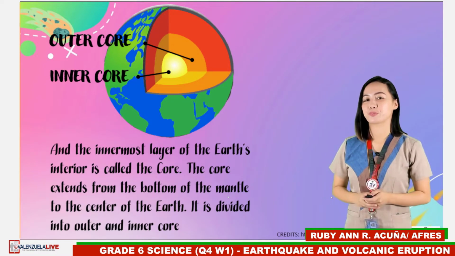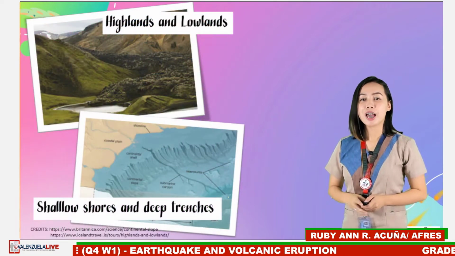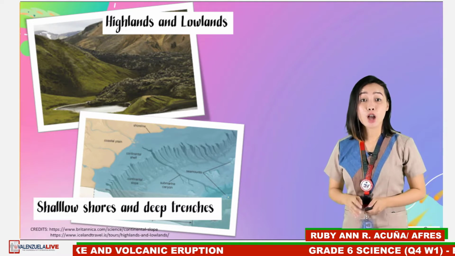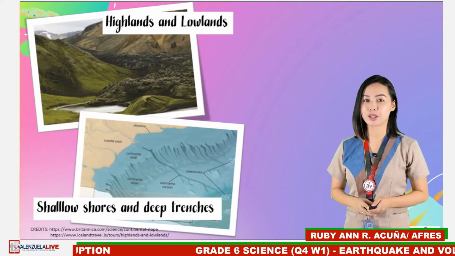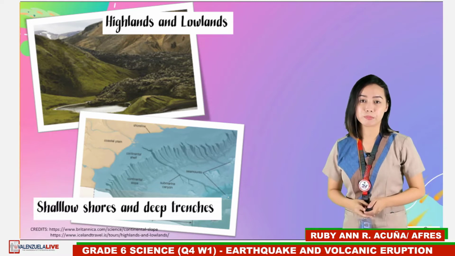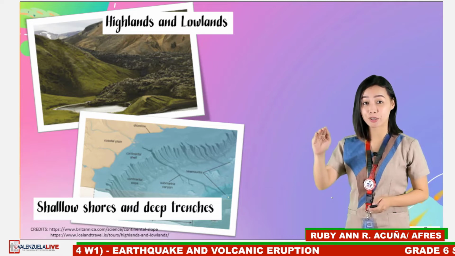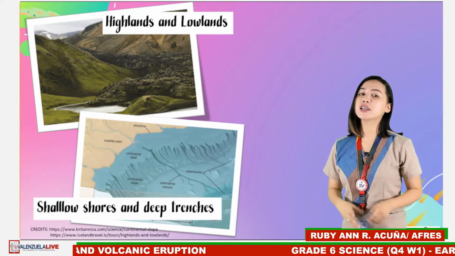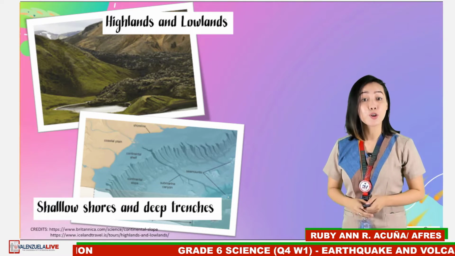It is true. There are high elevations and lowlands. There are shallow shores and deep trenches in the oceans. These landforms can change over time. Sometimes, lowland may become higher, and some highlands may turn into lowlands. And these changes occur on the crust by the forces within the Earth itself.